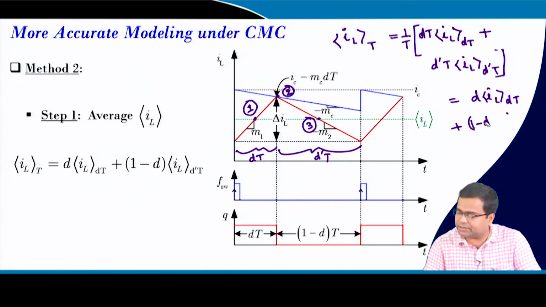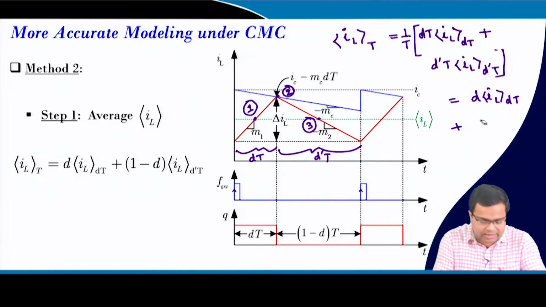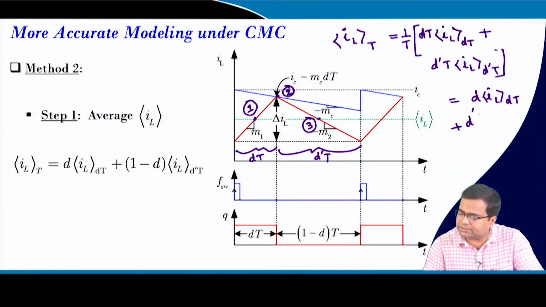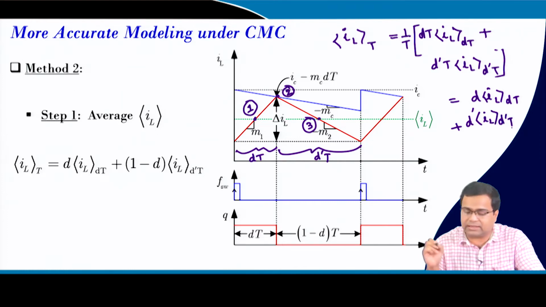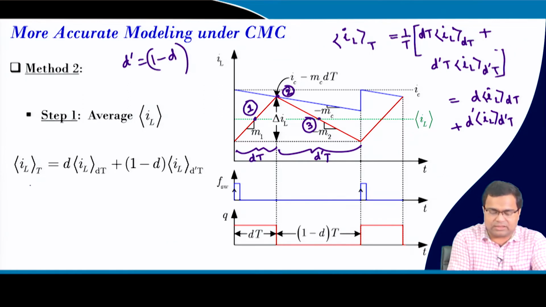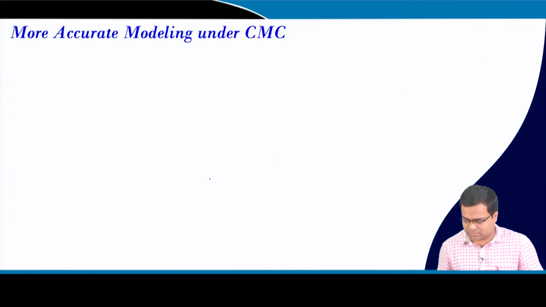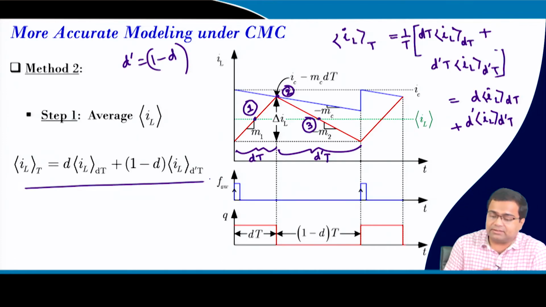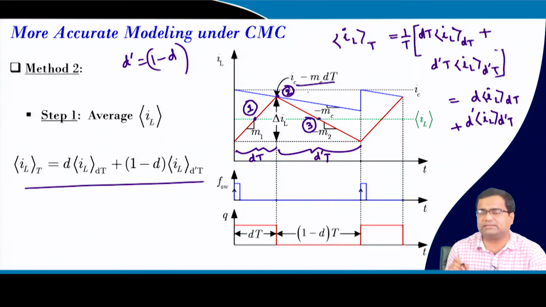So, let us take it, or you can write in terms of d dash into IL d dash t, and in all these cases we are writing d dash to be 1 minus d, and this is exactly what we are writing. Now, here the point 2 remains the same, which is nothing but IC minus MC into dt.